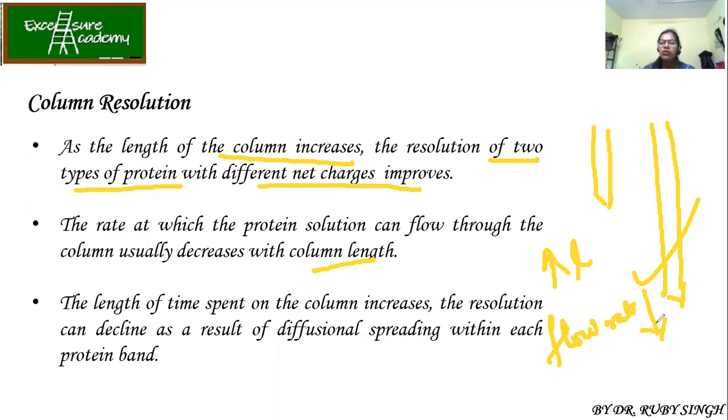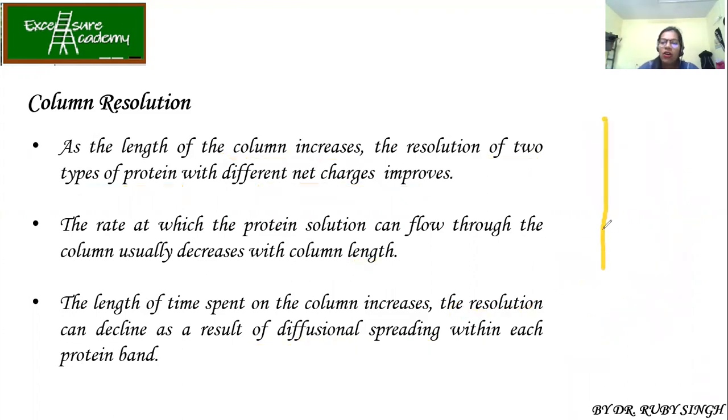Okay. Now how slowly it moves depends, because if it is very slow, what will happen? It is going to get diffused. It just spreads and there is no separation. But if it is at the appropriate flow rate, then it will get nicely separated on a lengthy column. The length of time spent on the column increases. The resolution can decline as a result of diffusional spreading within each protein band. So this is what I was talking about. If you have a longer column and the flow rate is good, then it's well and good.